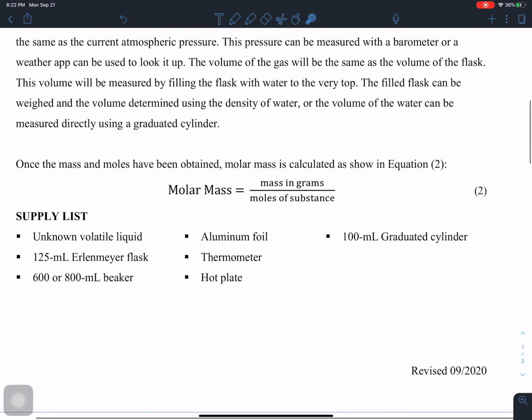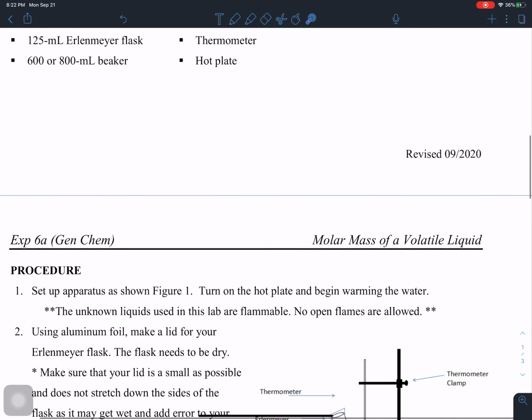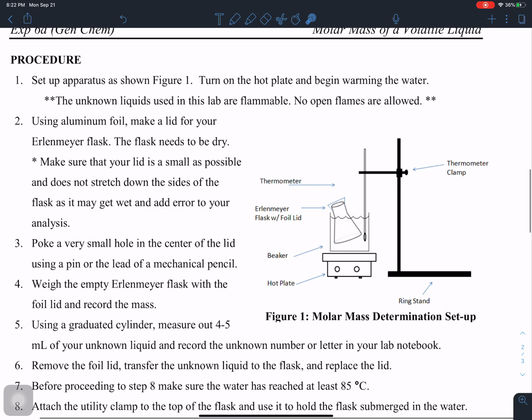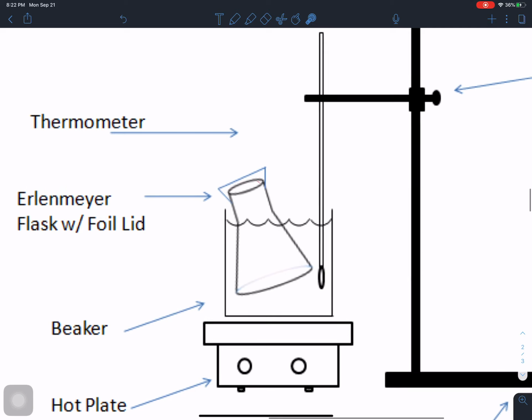So once we have the moles from the ideal gas law, that's this part right here, moles of substance, then we need the mass in grams. So that's going to be weighed, but how do we weigh a gas? Let's look at the experimental setup here and talk about how this experiment goes.